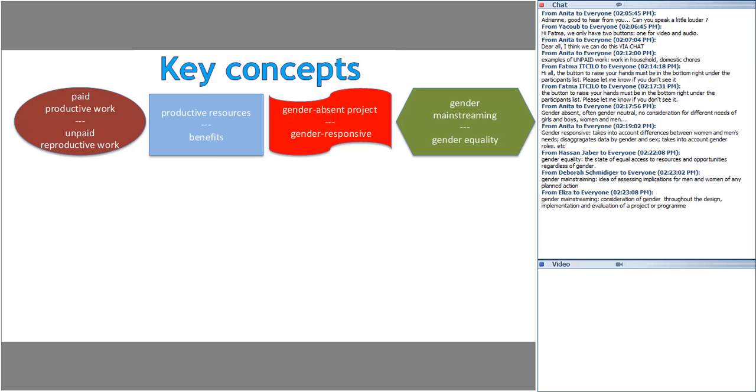Elisa, oh gosh, Deborah, sorry, you added for gender mainstreaming the idea of assessing implications for men and women of any planned action. Yes, that is exactly right. Gender mainstreaming is at every step of every initiative, and that includes policy making right down to a small meeting. I'm going to think about, assess the implications for both women and men.